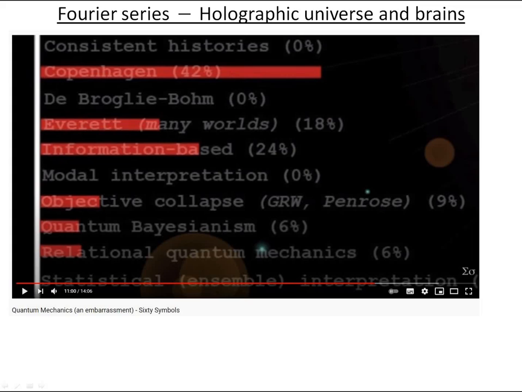Introduction: Niels Bohr atom model, Copenhagen interpretation of quantum mechanics. And I suggest watching a 60 Symbols YouTube video about various interpretations of quantum mechanics, where the survey shows that Copenhagen is most popular with 42%.